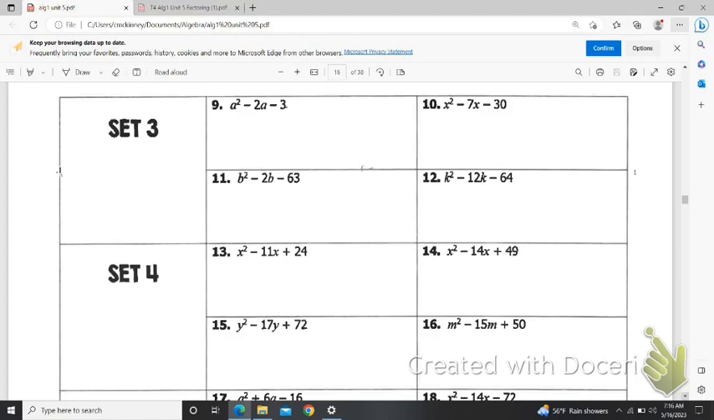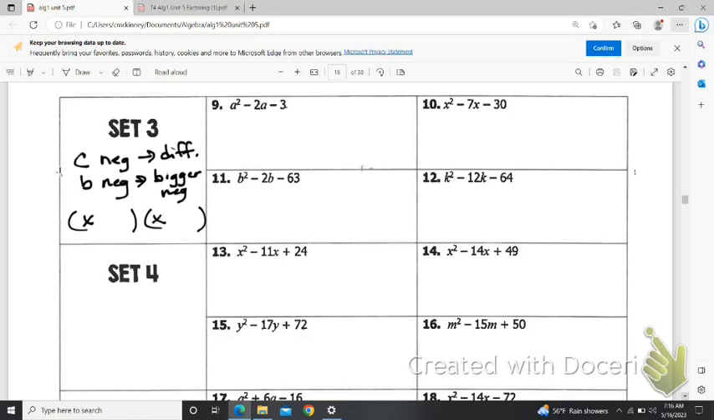And then in set 3, you'll see again that C is negative, which tells me different signs, but B is also negative. Tells me the bigger is negative. So then I know I'm going to have a plus and a minus, but this one is going to be bigger.